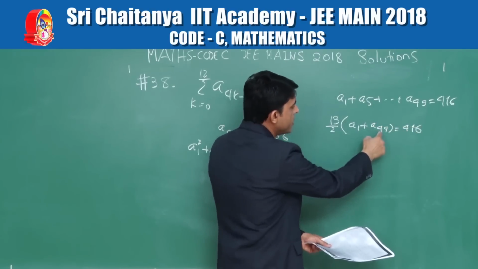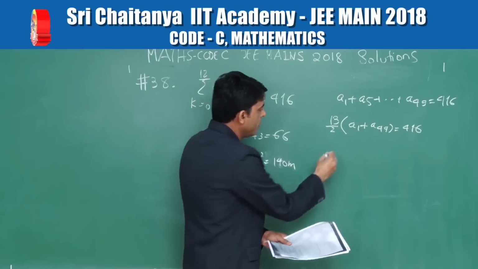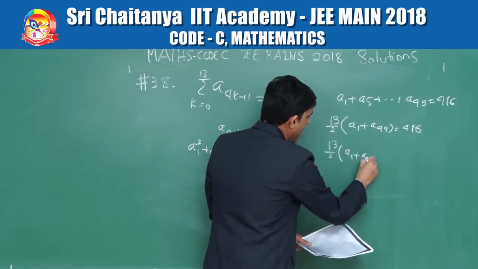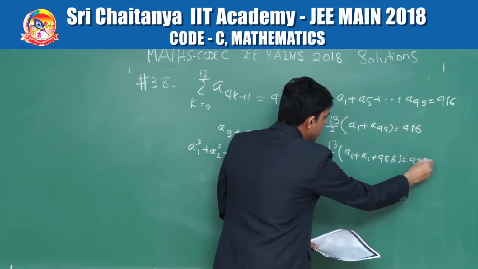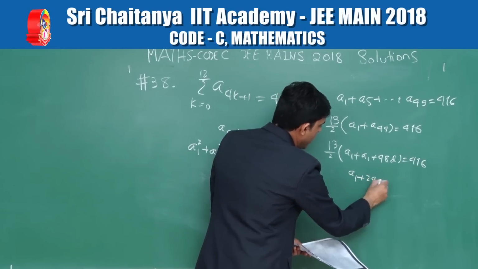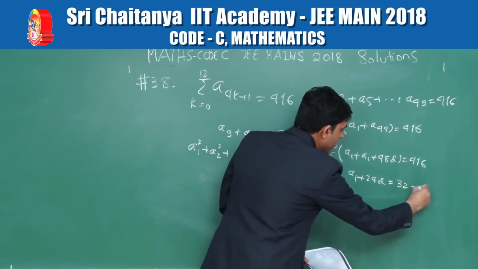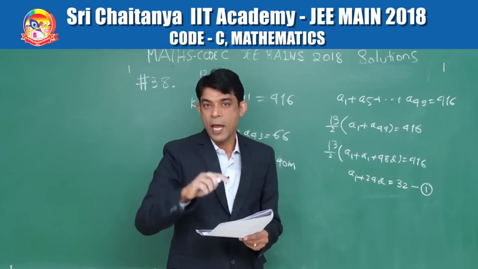When I simplify this A49 as A1 plus 48D, this will become 13 over 2 times A1 plus 48D is 416, and that simplifies to A1 plus 24D is 32. This is our equation 1. So we have got one relation between A1 and D.